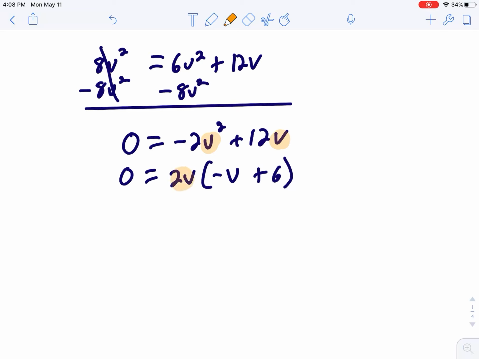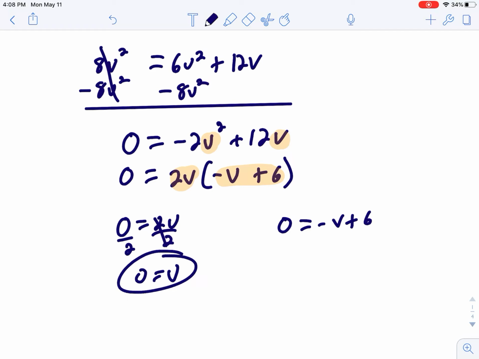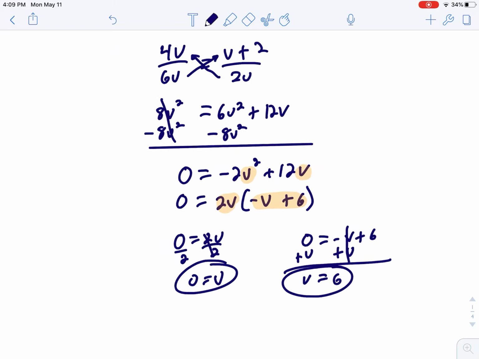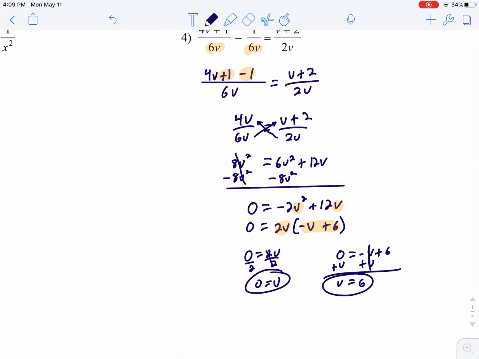Once again, set this factor equal to 0 and set this factor equal to 0 and solve it. The one on the left, you just divide by 2, v equals 0. There's one solution. On this one over here on the right, I think if I just add v to both sides to cancel that negative v out, I get v equals 6. There's another solution.